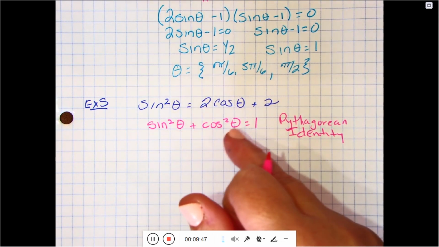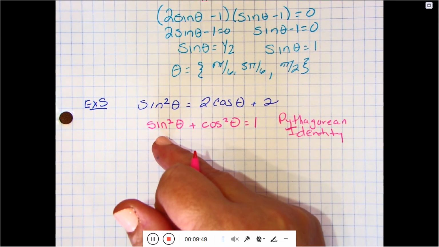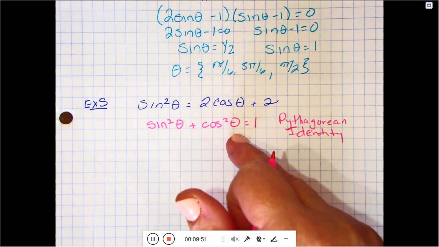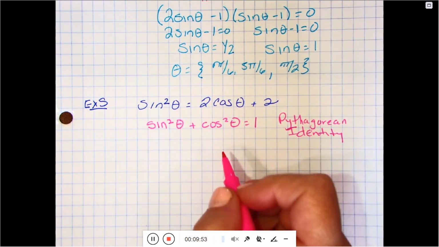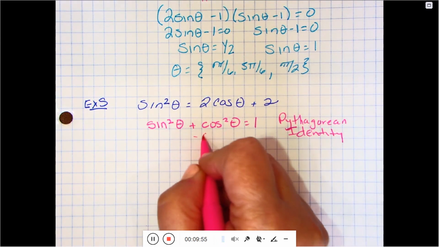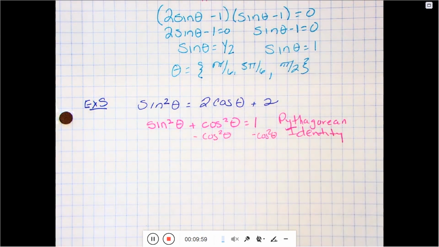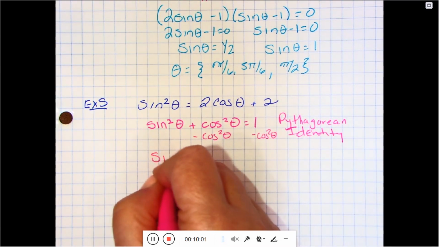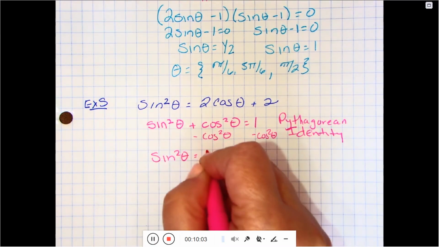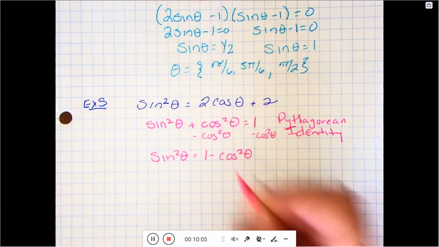But what I can also do is rearrange this equation. In other words, if I took this equation and subtracted cosine squared theta from both sides, it would read sine squared theta equals 1 minus cosine squared theta.